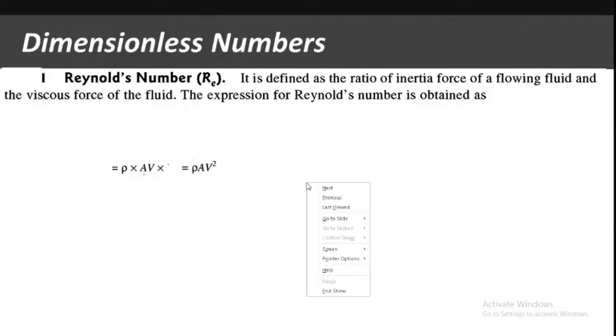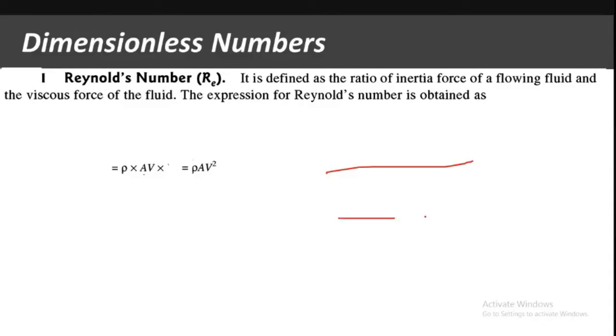Okay, that means, see, suppose fluid flow is happening, suppose this is a fluid, it is flowing. Okay, so inertia force is a force which will try to keep the fluid in motion, and viscous force will be the opposing force which will try to oppose the motion. So the ratio of inertia force to viscous force is called the Reynolds number.